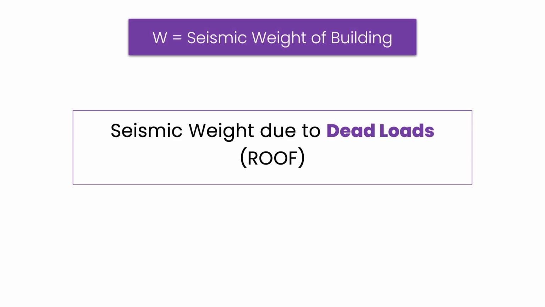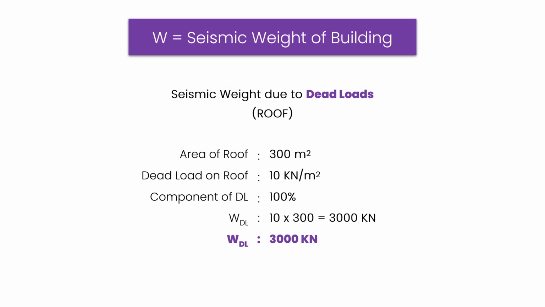Now let's talk about the roof. So we have one part of the equation. We have the weight on each floor done. Let's move ahead to the weight on the roof itself. For the dead load, we'll do the same thing as we did. We have the area, which is common, which is equal to 300. The dead load on the roof was given as 10 kilonewton per meter square. And the component of dead load again remains the same, because dead load is not going anywhere. Total dead load comes out to be simply 10 into 300, which is 3000 kilonewton.